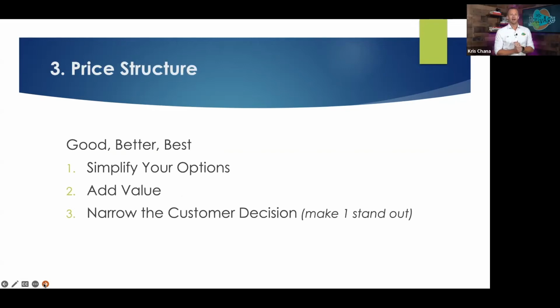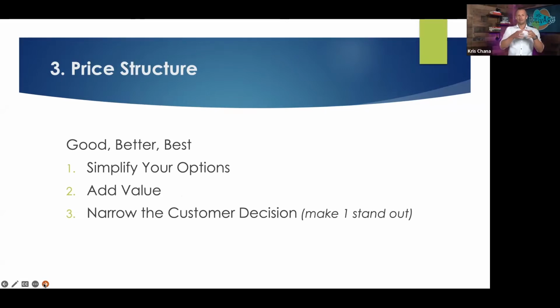Your price structure. I made a video about this the other day. Very important to come up with some sort of good, better, and best model. What you don't want to do is have all of these different price structures that don't make any sense. So if you're going to pick hourly, create price structures that are hourly, maybe different hourly rates. If you're going to pick a daily rate, pick different daily rates.